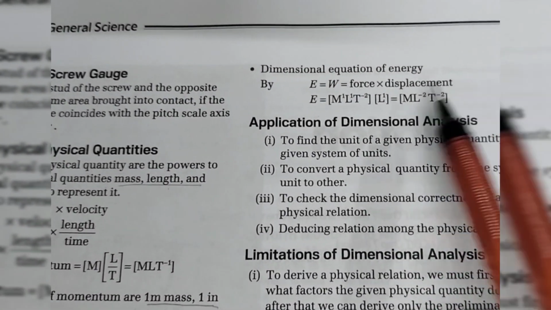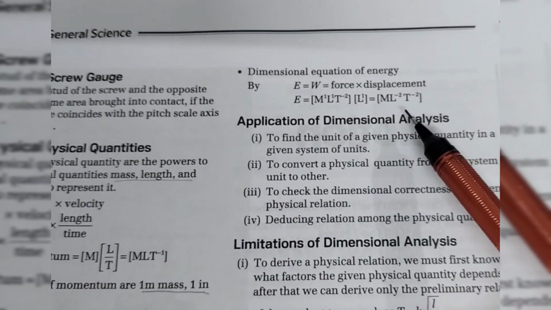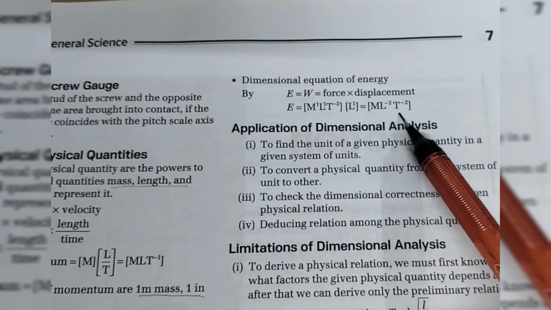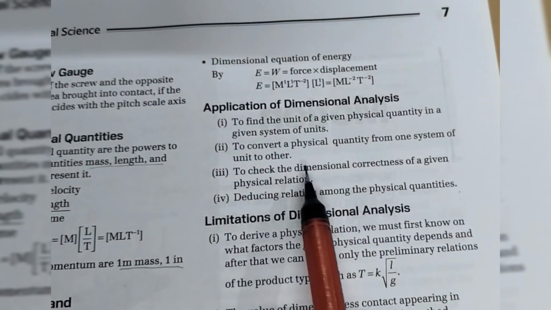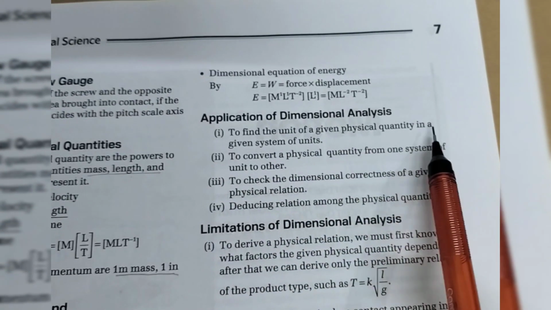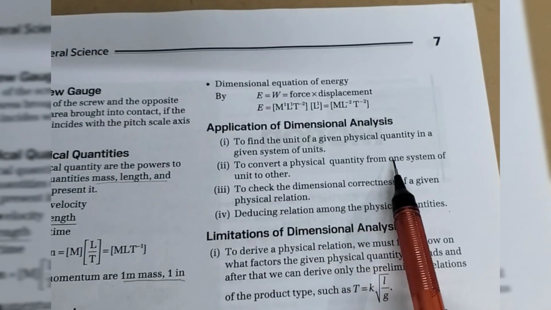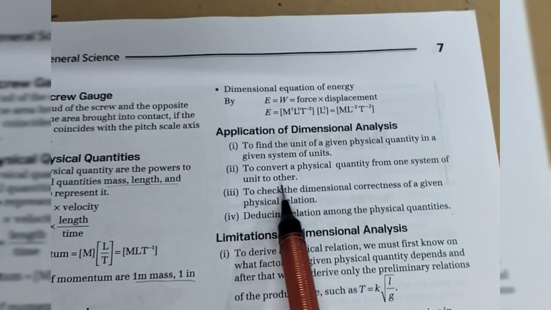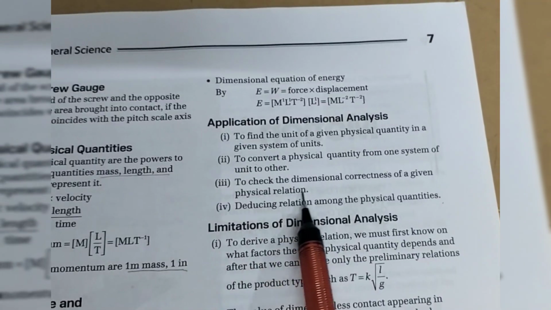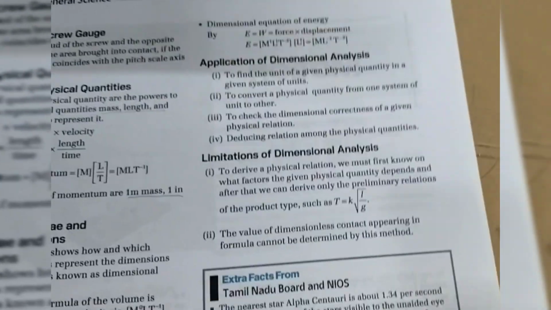Dimensional equation of energy. Energy is equal to force into displacement, so the dimensional equation will become M L to the power 2 T to the power minus 2. So what are the applications of dimensional analysis? To find the unit of a given physical quantity in a given system of units. To convert a physical quantity from one system of units to another. To check the dimensional correctness of a given physical relation. Deducing relations among physical quantities.